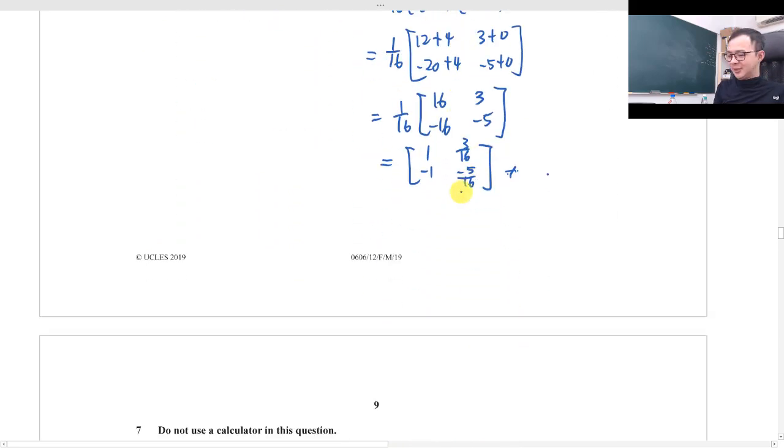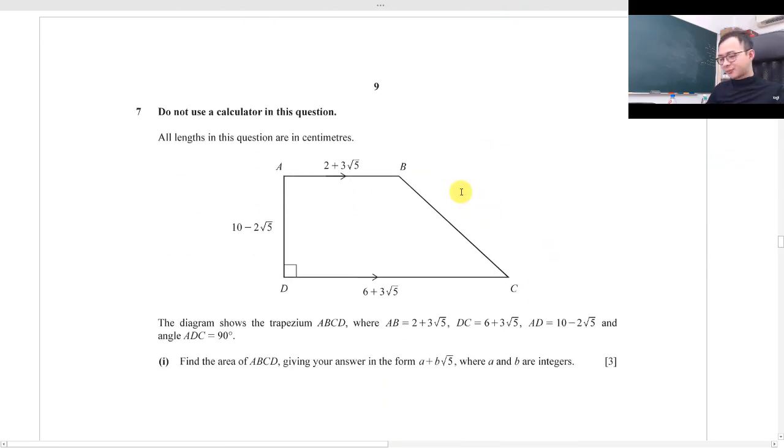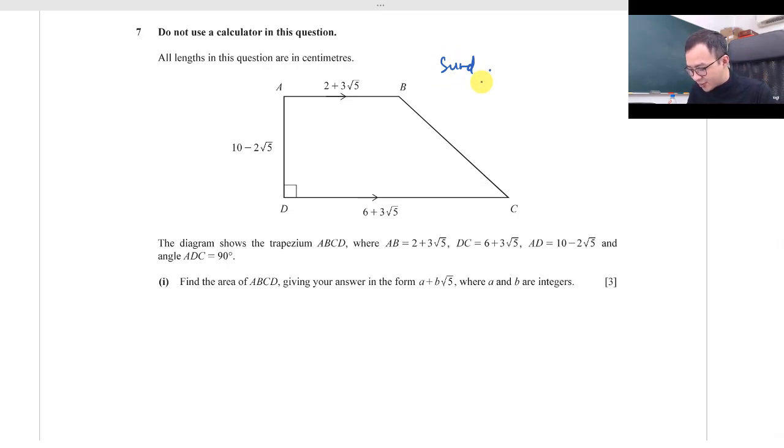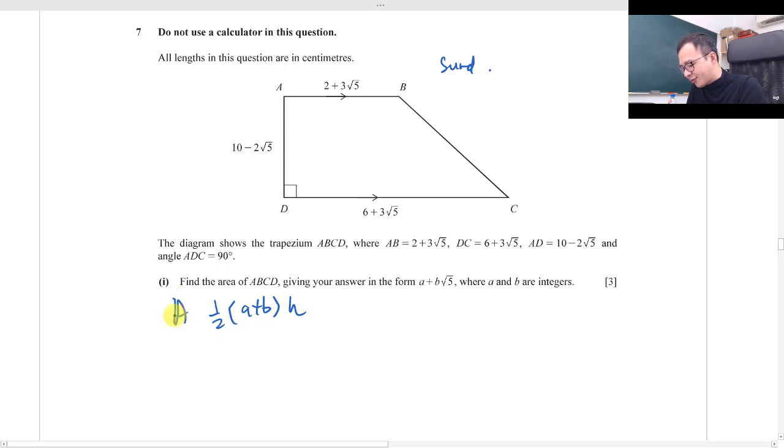Alright, so question 7. Find the area of ABCD. Give your answer in that form. So the area is half times (A plus B) multiplied by height, right? This is the area of a trapezium. My A is 2 plus 3√5, my B is 6 plus 3√5, and my height will be 10 minus 2√5.